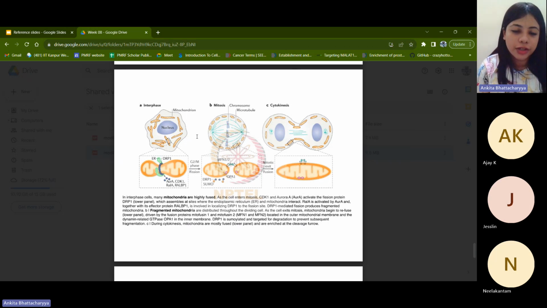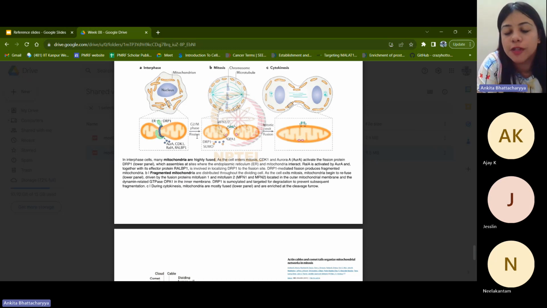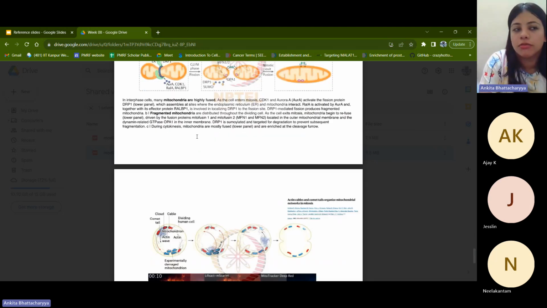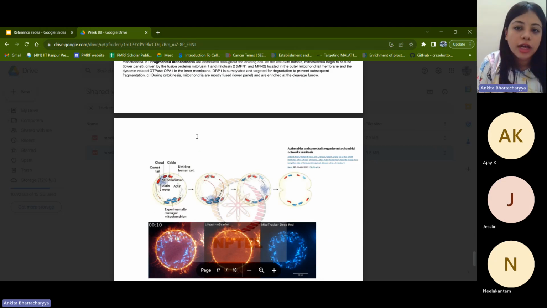and that eventually leads to their reassembly. And during the process of cytokinesis, the mitochondria are mostly fused and they are more enriched at the cleavage furrow, possibly because the process of cytokinesis is quite energetically expensive, and that could potentially allow a larger supply of ATP. This is just something I'm guessing. I'm not sure of it.